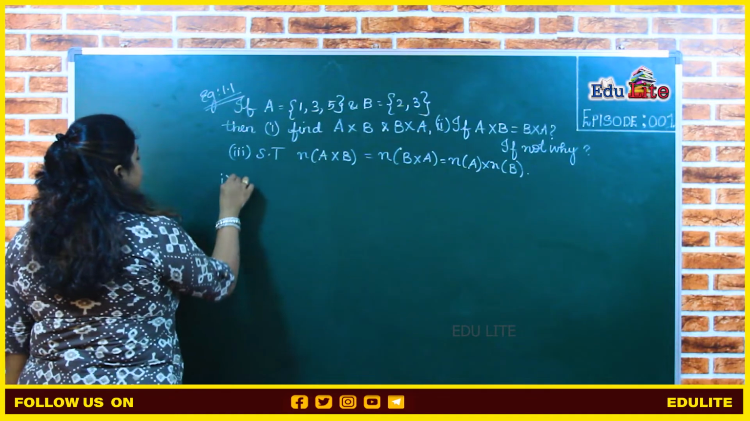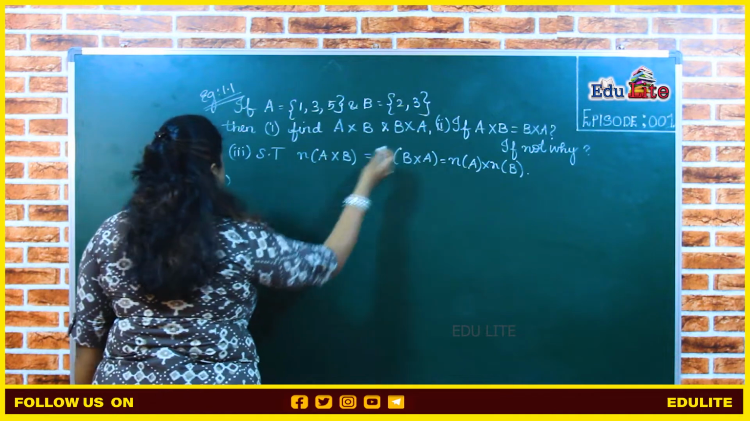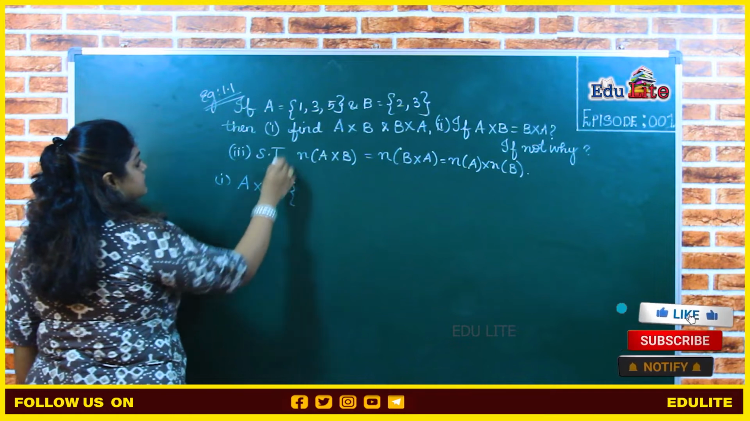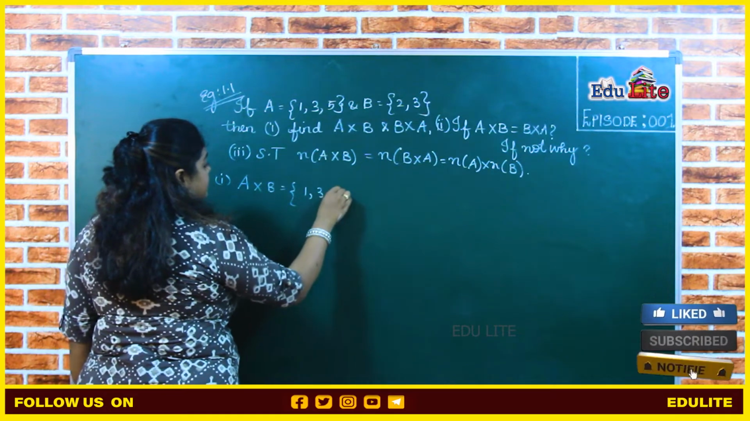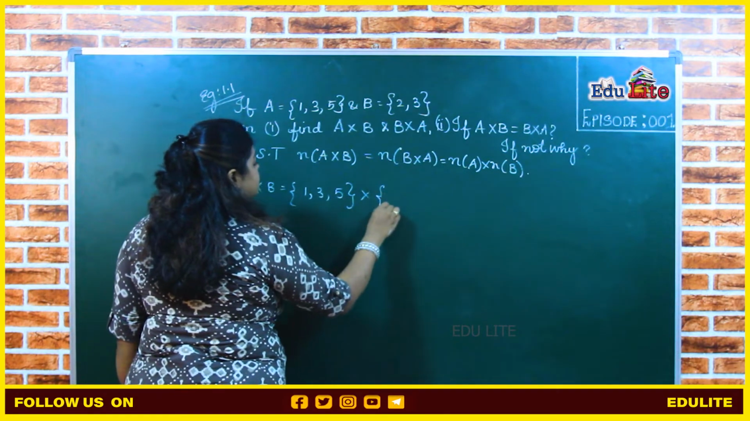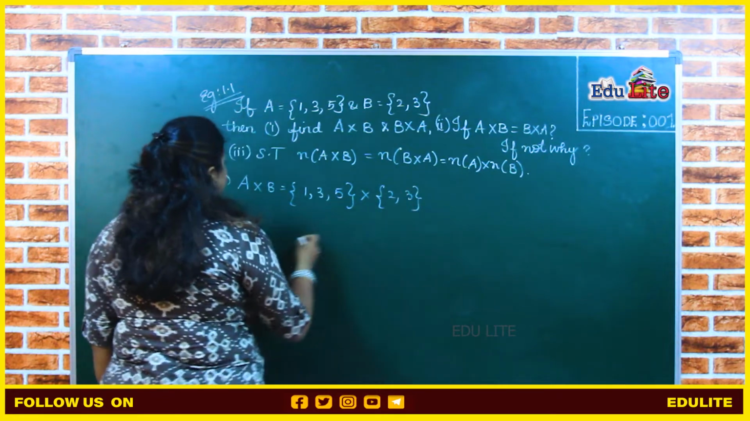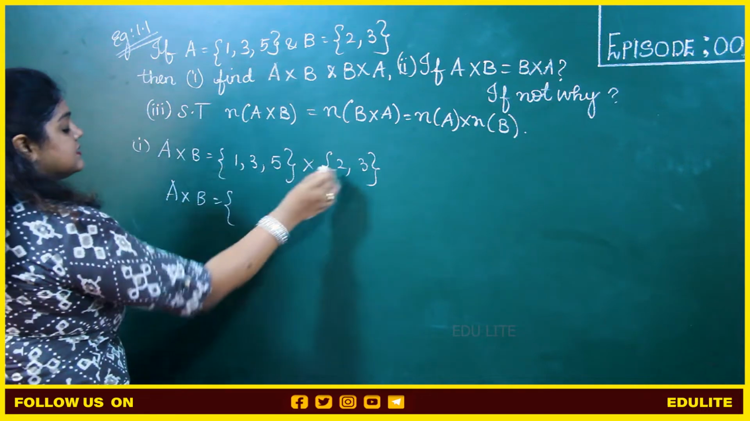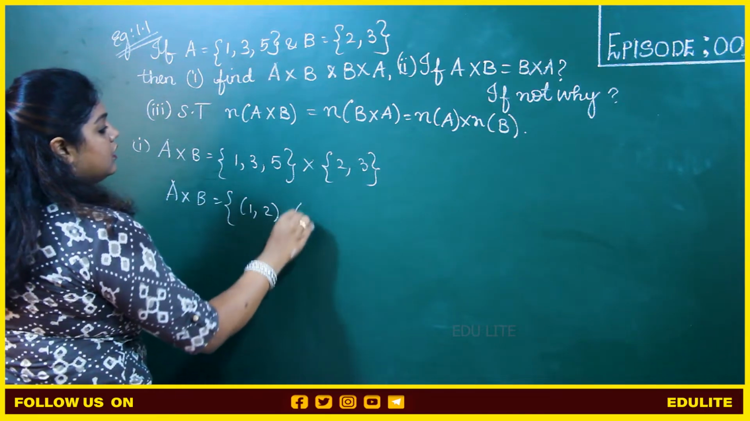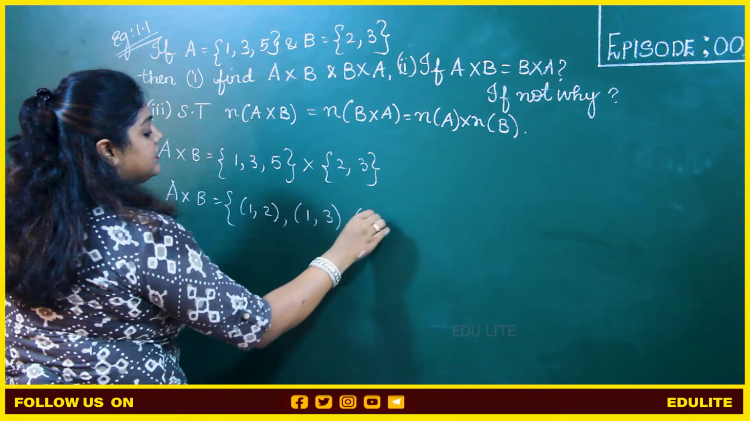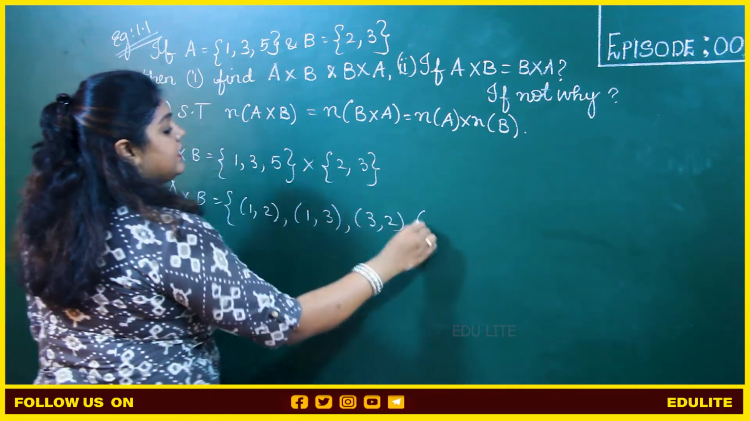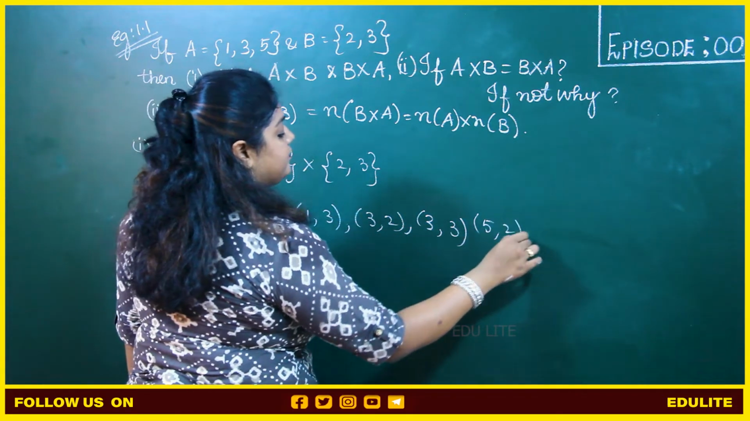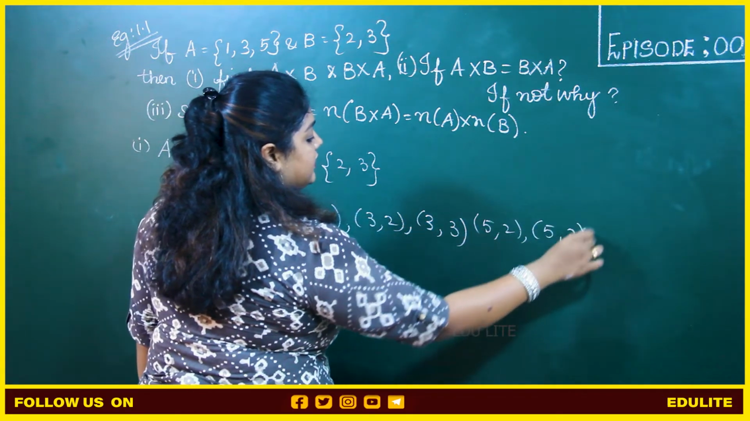First subdivision: we have to find A cross B and B cross A. A cross B is familiar to us. We write the set A cross the set B, {2, 3}. So A cross B equals the set of ordered pairs (1, 2), (1, 3), (3, 2), (3, 3), and the last elements (5, 2), (5, 3).